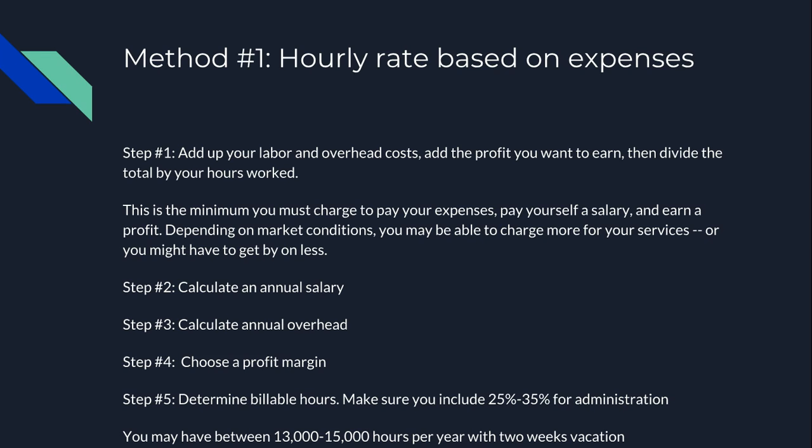So let's take a look at the steps. Number one, add up your costs. Number two, add your profit and calculate an annual salary. Step 3, calculate an annual overhead. Step 4, choose a profit margin. Step 5, determine your billable hours and make sure there's a 25 to 35% administration fee built in, and work on 13,000 to 15,000 hours per year with a 2-week vacation. Think about this for the year and then work backwards. That really will help you make sure that you reach your profit goals, and that you have your administrative hours in there and 2 weeks vacation. How great is that?